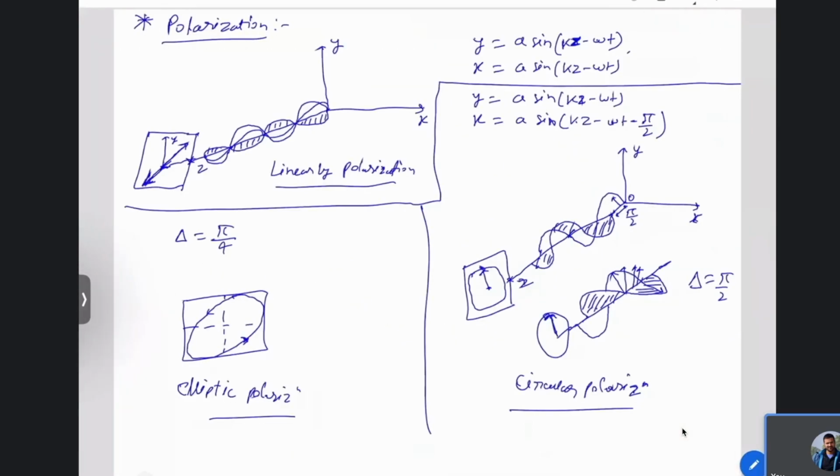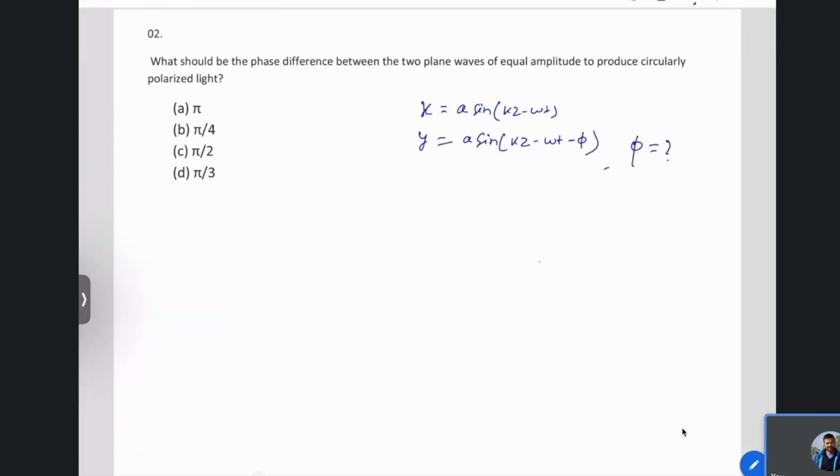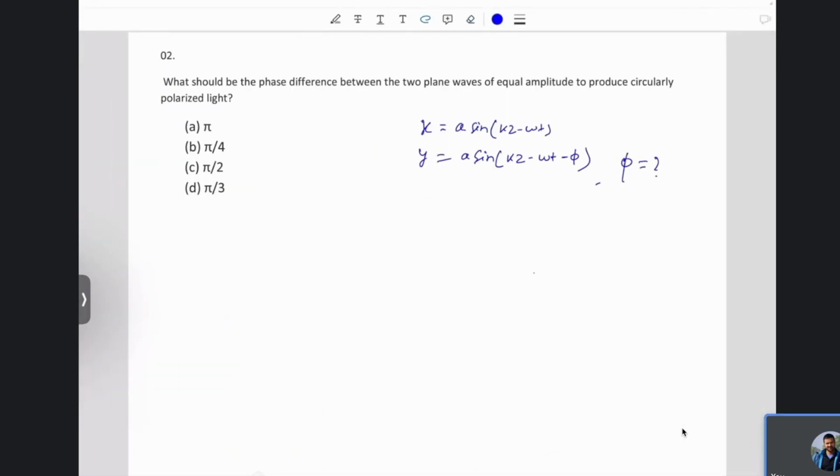When I was discussing polarization, I showed you if you take pi by 2 difference, then we will get circular polarization. It's simple, you don't have to remember it. These are x and y, two plane waves, one confined in the xz direction, one in the yz direction. What you can do is take the squares of these two, x square and y square, and add them: a square sin square (kz minus omega t) plus a square sin square (kz minus omega t minus phi). Fine.